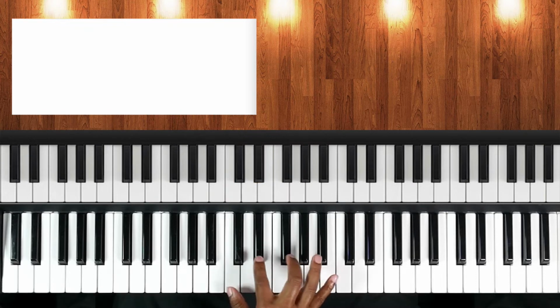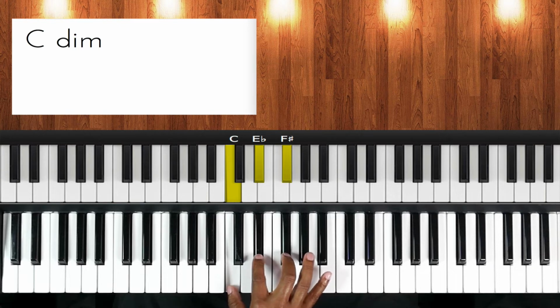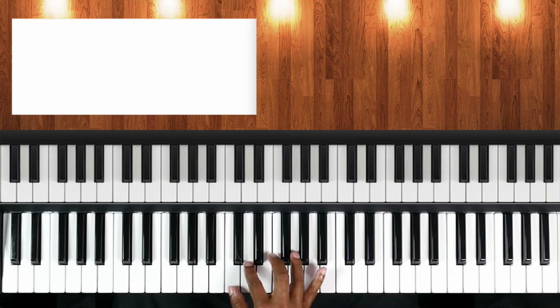Now let's play a diminished chord. Now again, we have C, and next to our C, we have D-I-M, which stands for diminished. Then we have a C suspended chord.